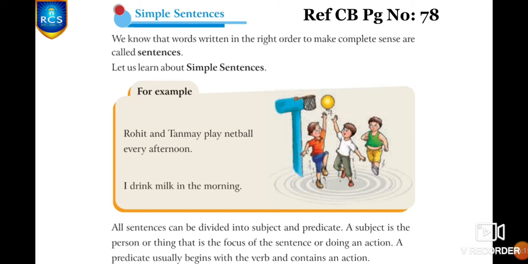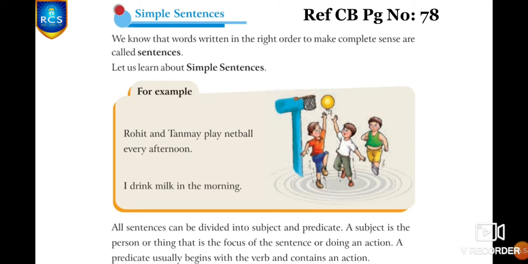All the sentences can be divided into subject and predicate. A subject is the person or thing that is the focus of the sentence or doing an action. What or whom the sentence is about, we call it the subject. And a predicate usually begins with a verb and contains an action performed by the subject. For example, Rohit and Tanmay play netball every afternoon. I drink milk in the morning.